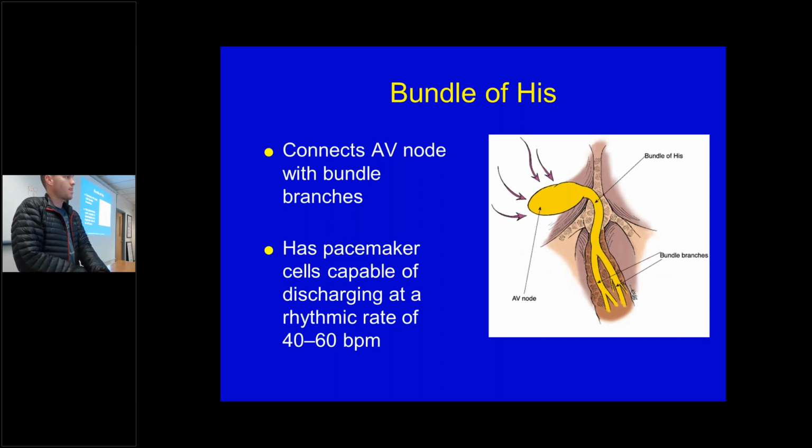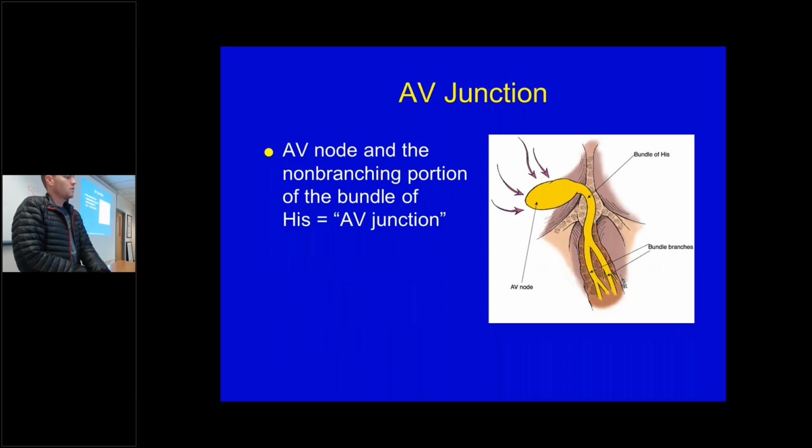So is the bundle of His connected right to the AV node? Yeah. Okay, and the bundle of His is what's actually going through the divide between the atria and the ventricles. So the AV junction is where the bundle of His is. The bundle of His is that junction between the AV node and the bundle branches.